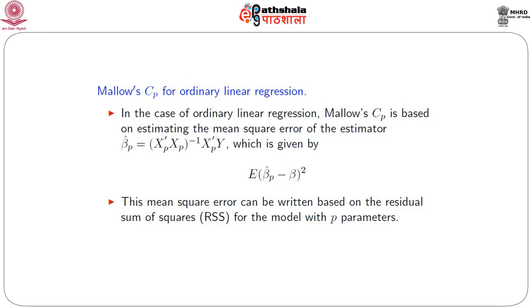In case of ordinary linear regression, Mallows CP criteria is based on estimating the mean square error of the estimator beta hat, which is given by beta hat subscript p equals (X_p prime X_p) whole inverse X_p prime y, which is given by expectation of (beta hat subscript p minus beta) whole square, where beta hat subscript p minus beta is the error. We take the square of that and the expectation. This means square error can be written based on the residual sum of square for the model with p parameters.